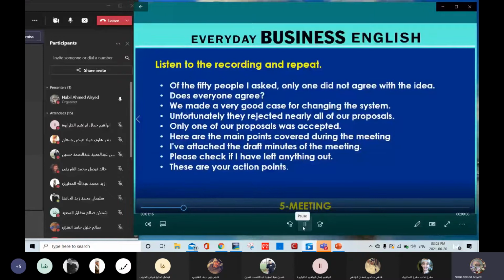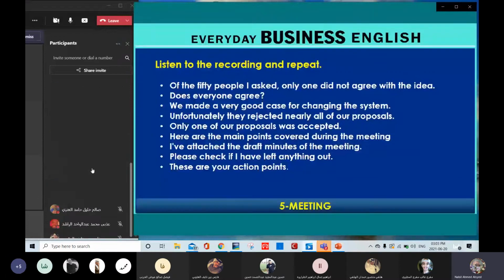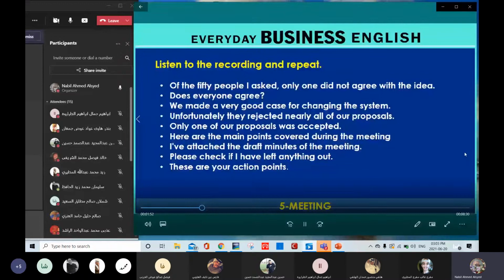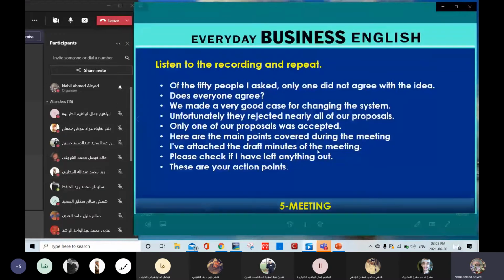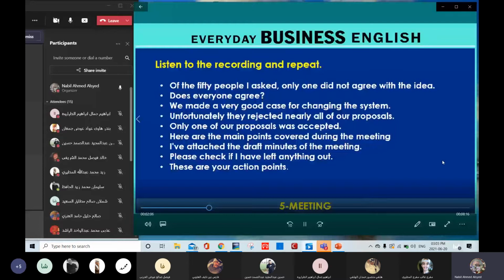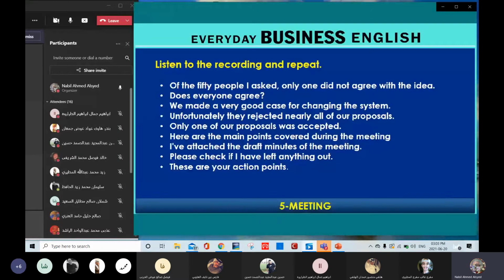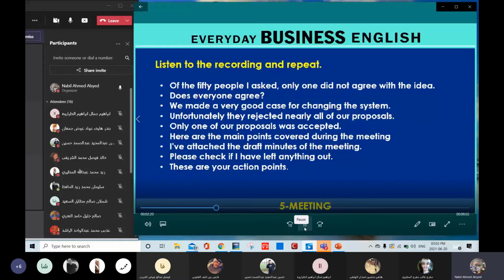Of the 50 people I asked, only one did not agree with the idea. Does everyone agree? We made a very good case for changing the system. Unfortunately, they rejected nearly all of our proposals. Only one of our proposals was accepted. Here are the main points covered during the meeting. I've attached the draft minutes of the meeting. Please check if I have left anything out. These are your action points.